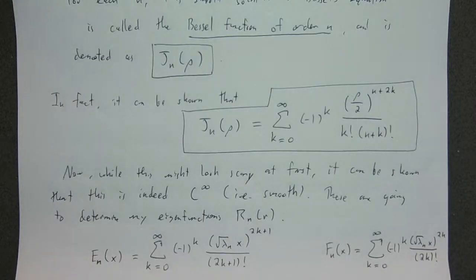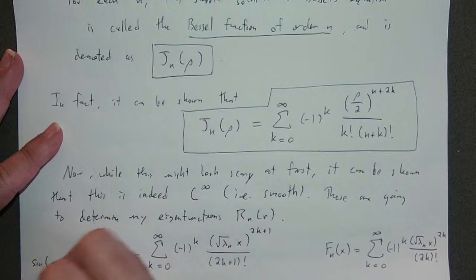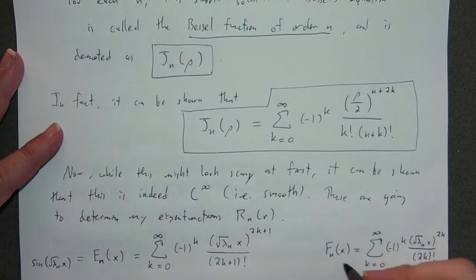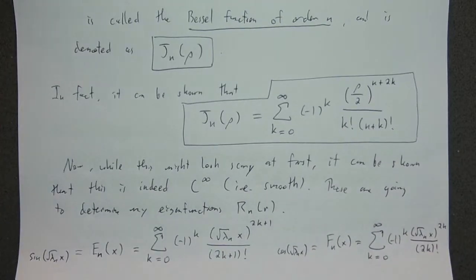But if you thought about this for a second, you'd realize, wait, maybe I'm not that unhappy. Because what are these? Well, what is this? This is sine of square root of lambda n x, and this is cosine of square root of lambda n x. Oh, right. I mean, what is sine and cosine after all?